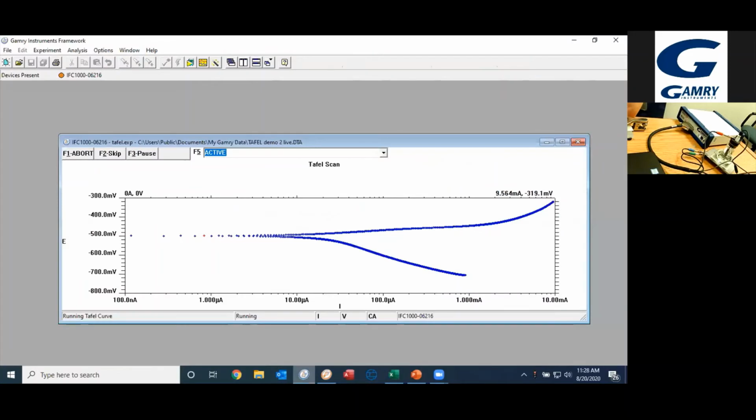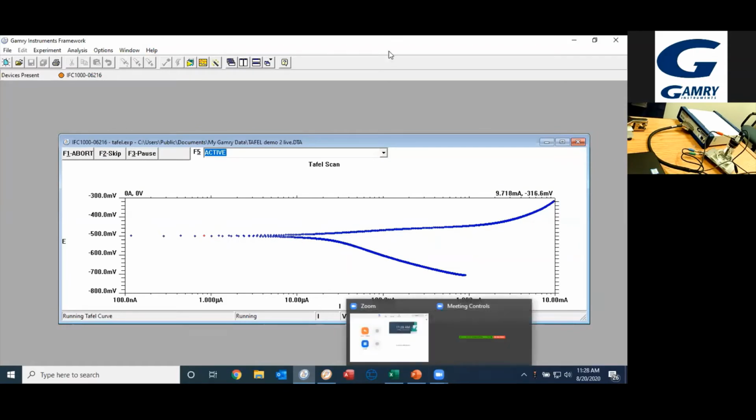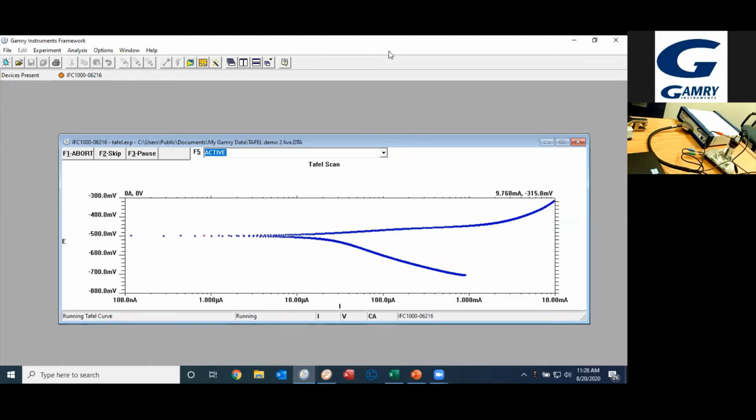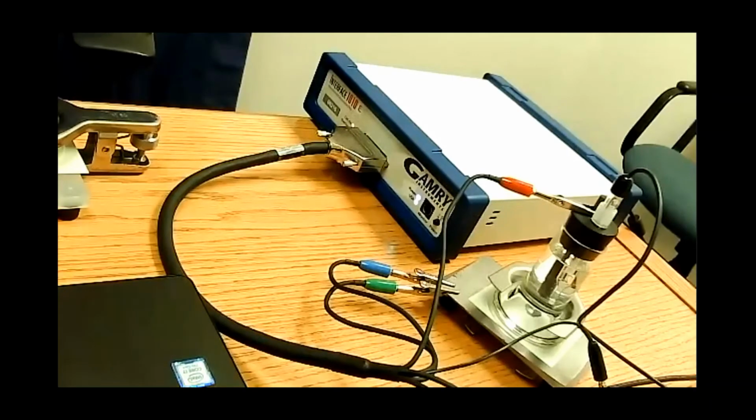Let's see how our data is looking. We are almost done here. So this is the live data I'm actually collecting right now. If you'd like to see it, I can turn on my camera and you can see what I have running here. Let's see, I think this is going to bring up the camera. I think everybody can see the camera now.